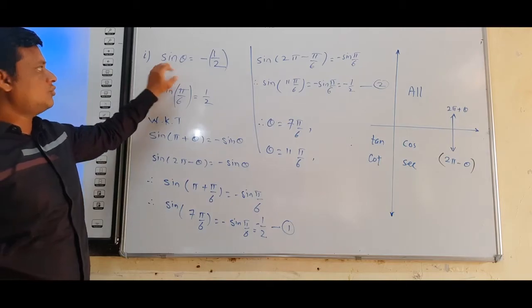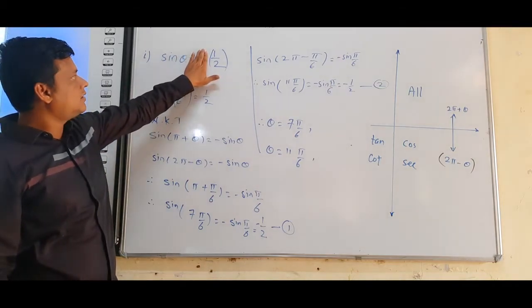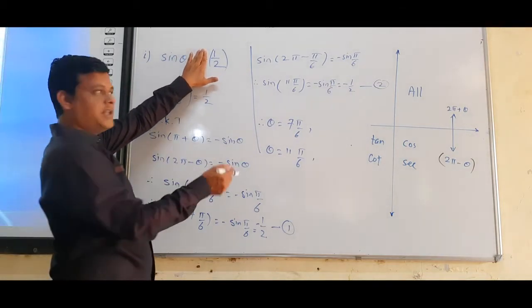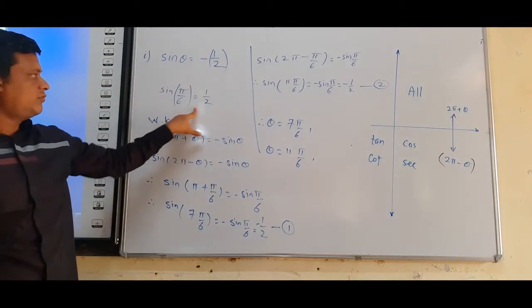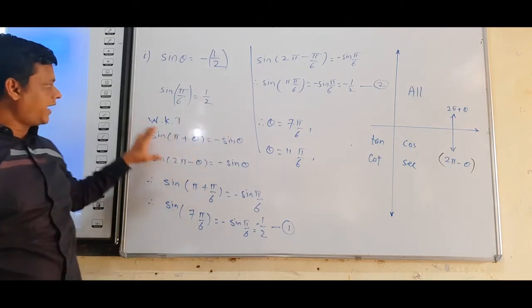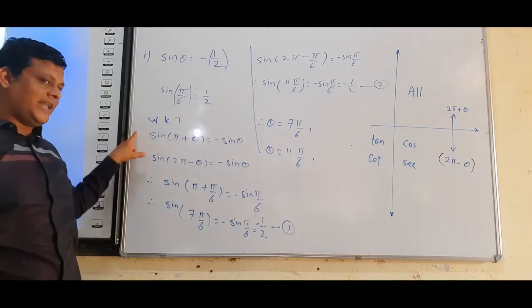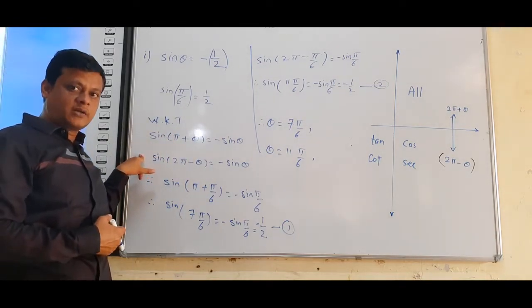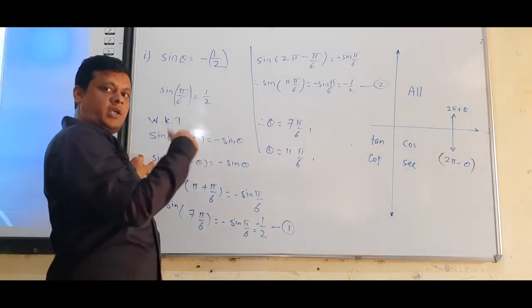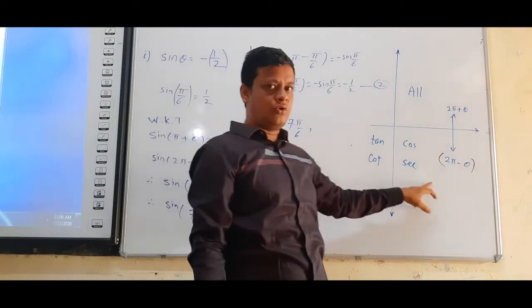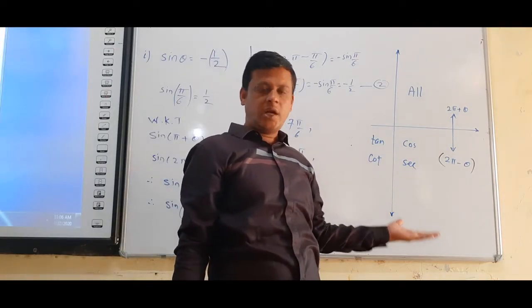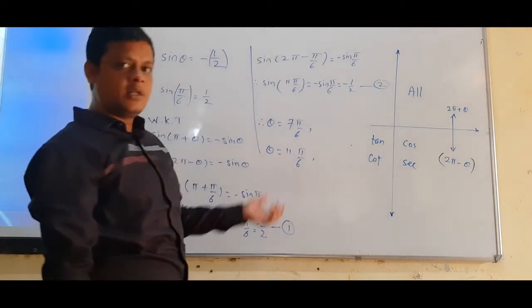Here is a sine ratio, so we check for which angle's value we get 1 by 2. For sin pi by 6 we get 1 by 2. So we write two formulas, selecting the quadrants in which we get the sine ratio negative. In the third and fourth quadrant we get the ratio negative. So we write the formulas from the third and fourth quadrant.